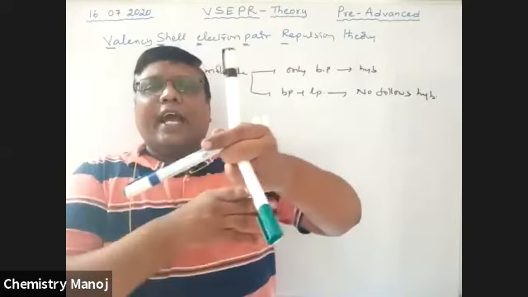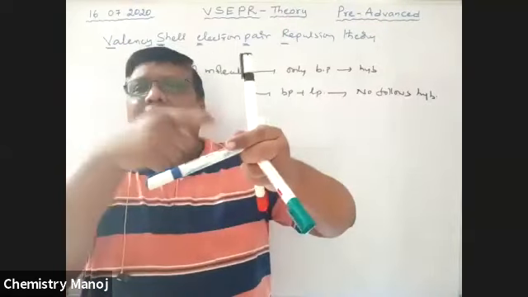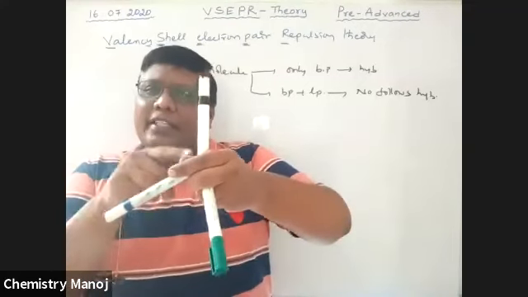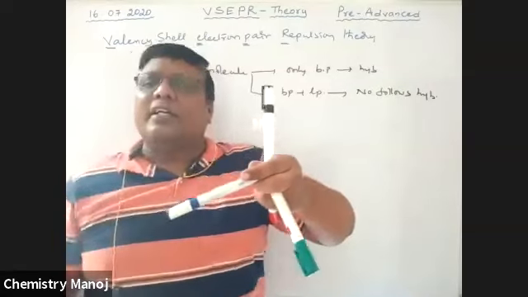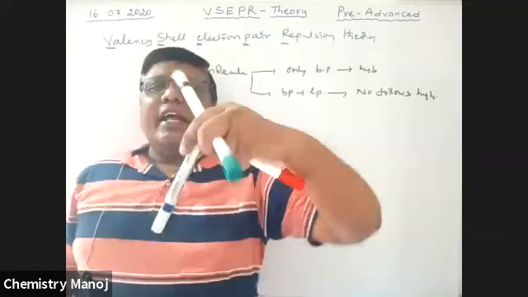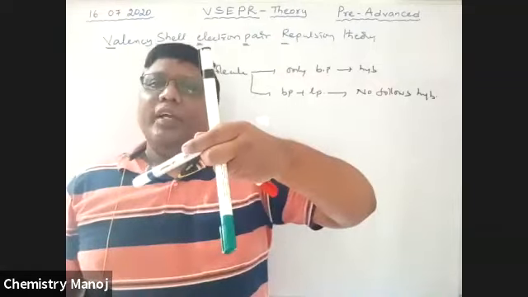The central atom is the atom at the center. Here carbon exists in methane. In ammonia, nitrogen exists. In H2O, oxygen exists. Anywhere, it is a tetrahedral shape.